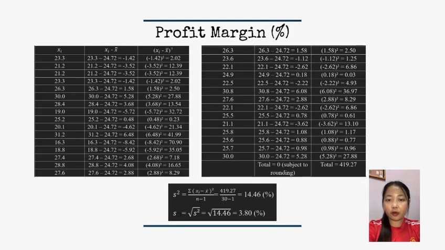Besides that, for profit margin, the sum of squared deviations is 419.27, and dividing this by 30 minus 1 gives the variance for profit margin, which is 14.46. After that, to get the standard deviation we take the square root of the variance, and the answer is 3.80.